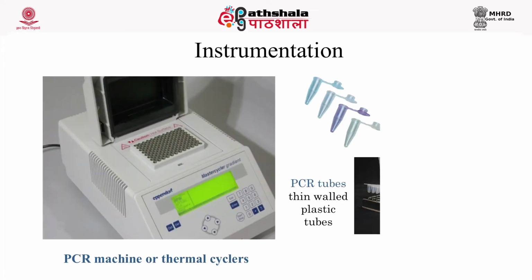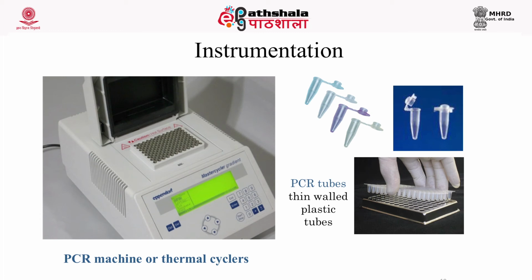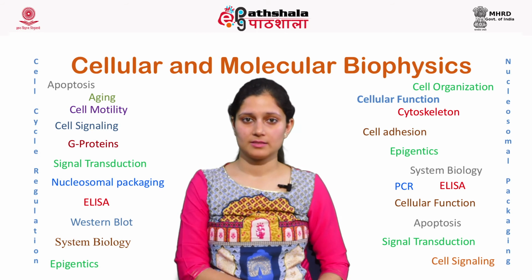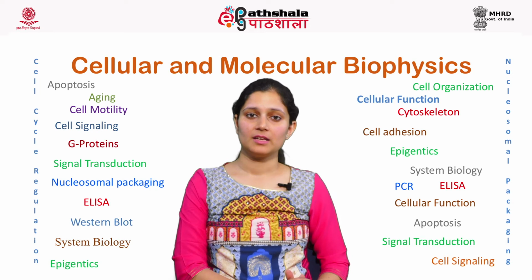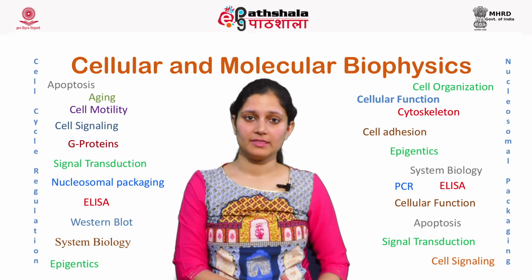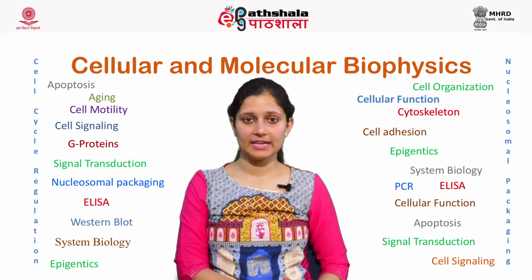In this picture, you can see an open thermal cycler or PCR machine, and you can appreciate the block in which the rise and fall of temperature takes place. PCR tubes are thin-walled plastic tubes which can be used for holding the reaction mixture in this block. Now let us discuss each component one by one and in detail. Starting with the first component, that is the starting material, DNA template.